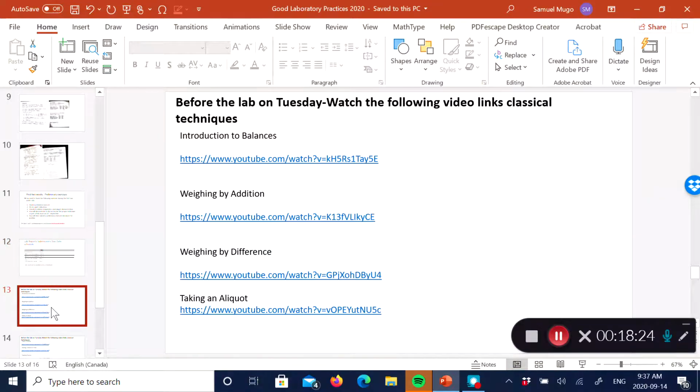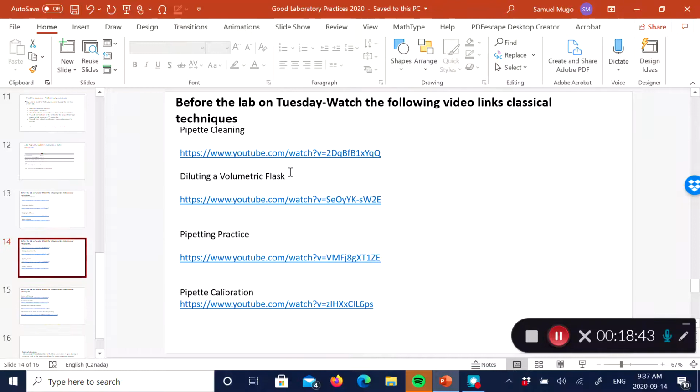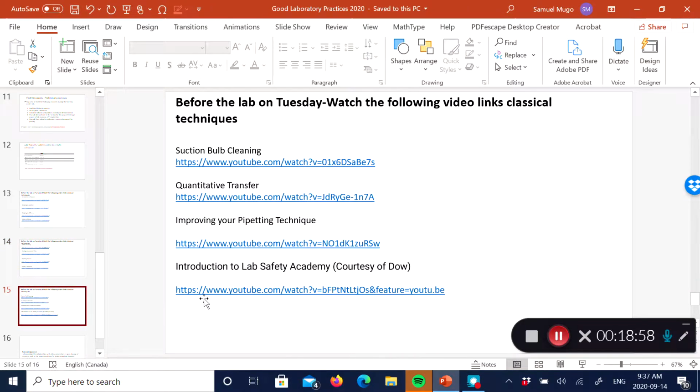This one is a repeat: make sure before tomorrow's lab you've gone through those video links and looked at the best practice for each of the exercises that you'll be doing in the lab. Make sure you view those videos before you come to the lab, because you won't have a lot of time to do your exercises, so you need to be well prepared. So go through those video links again.